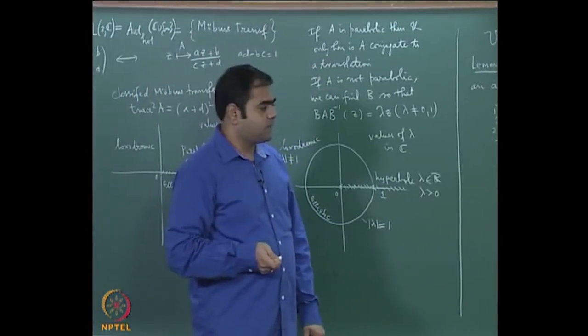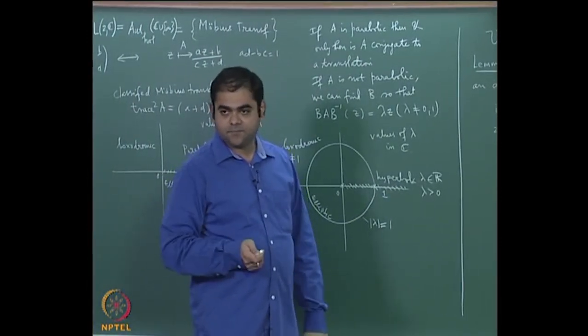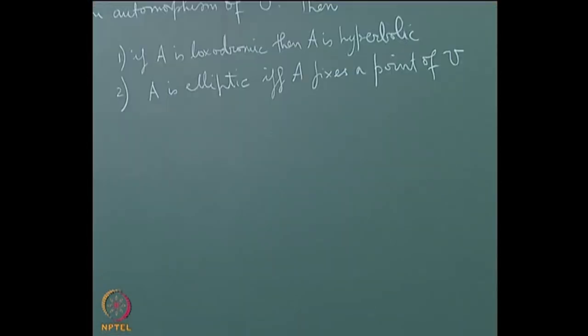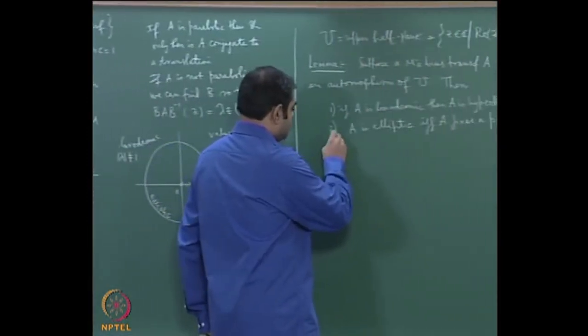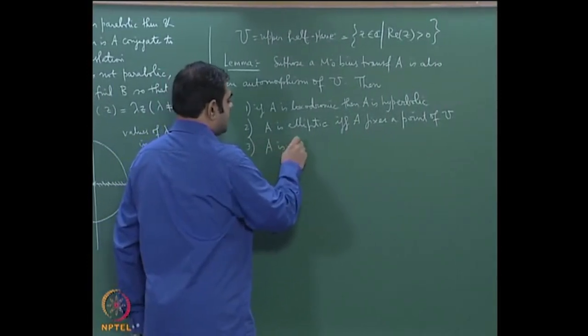So the ellipticity condition on a Mobius transformation that preserves the upper half plane is equivalent to the transformation fixing a point of the upper half plane. All right. Then the third one, A is of finite order.